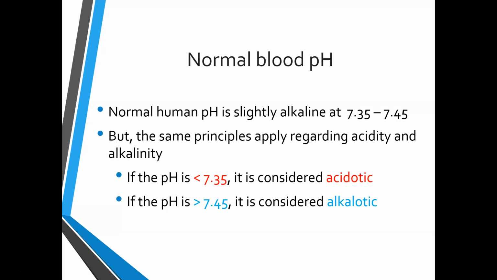So normal blood pH is going to be slightly alkaline. That ranges between 7.35 to 7.45. But the same principles apply regarding acidity and alkalinity to blood as it does with just liquids. So if the pH is less than 7.35, it is considered acidotic. If the pH is greater than 7.45, it is considered alkalotic. And your mid-normal point is going to be 7.4.